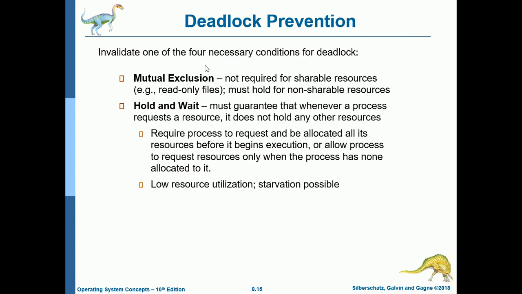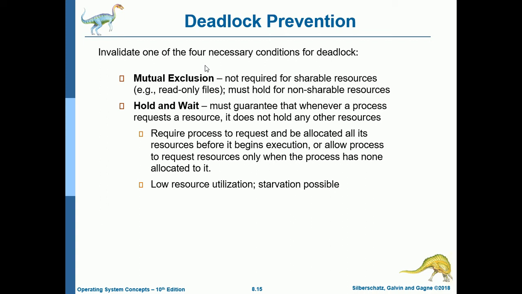First, we have deadlock prevention: invalidate one of the four necessary conditions for deadlock. This is the only way for deadlock prevention. Mutual exclusion is not required for shareable resources such as read-only files, but must hold for non-shareable resources.